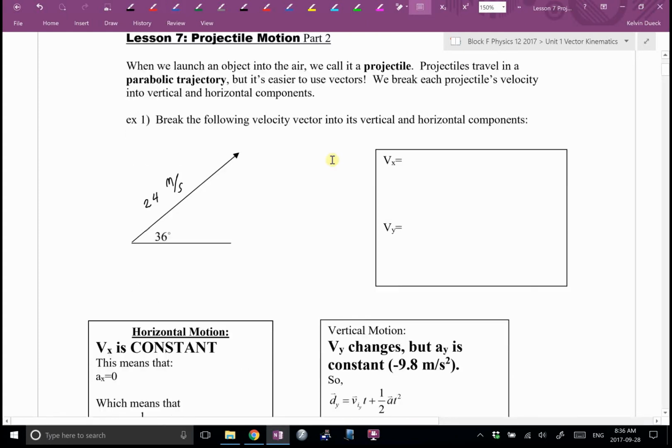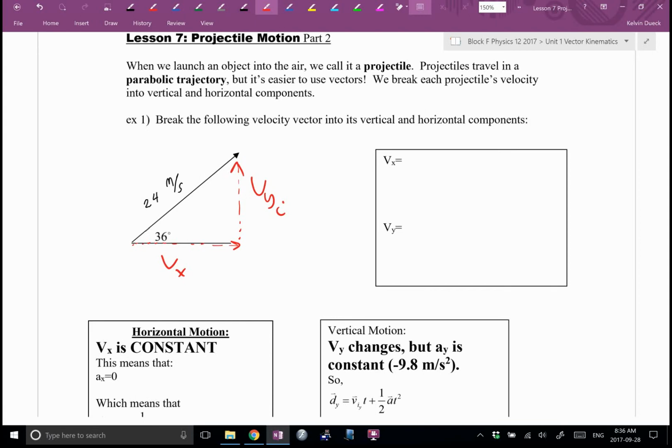So example 1 says, break the following velocity vector into its vertical and horizontal components. So let's go like this. We'll call that Vx. We'll call that Vy. I would probably remind myself that Vy is changing, so as a habit, I call it Vy initial and Vx not initial, because what's the horizontal acceleration for a projectile? 0. Vertical acceleration, negative 9.8.